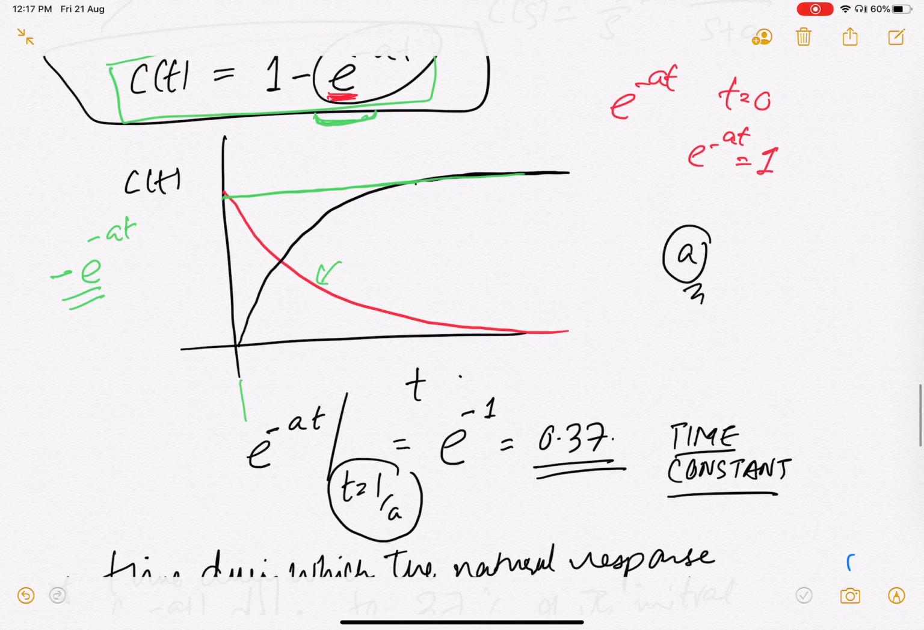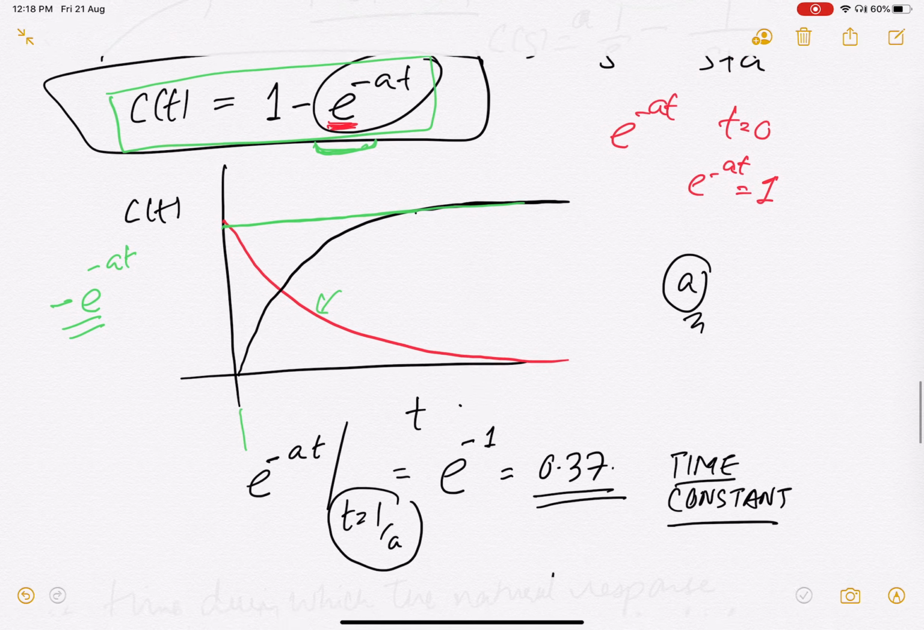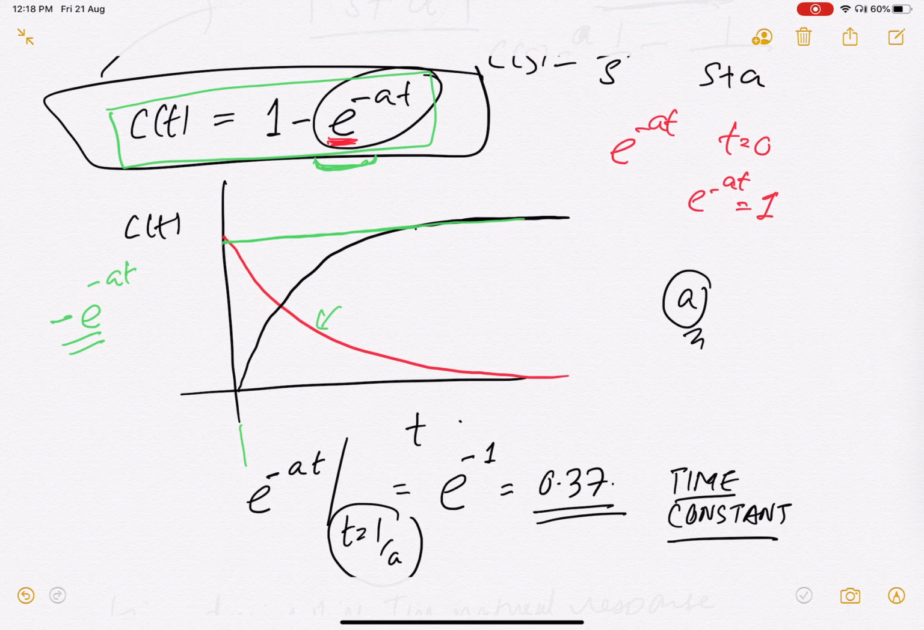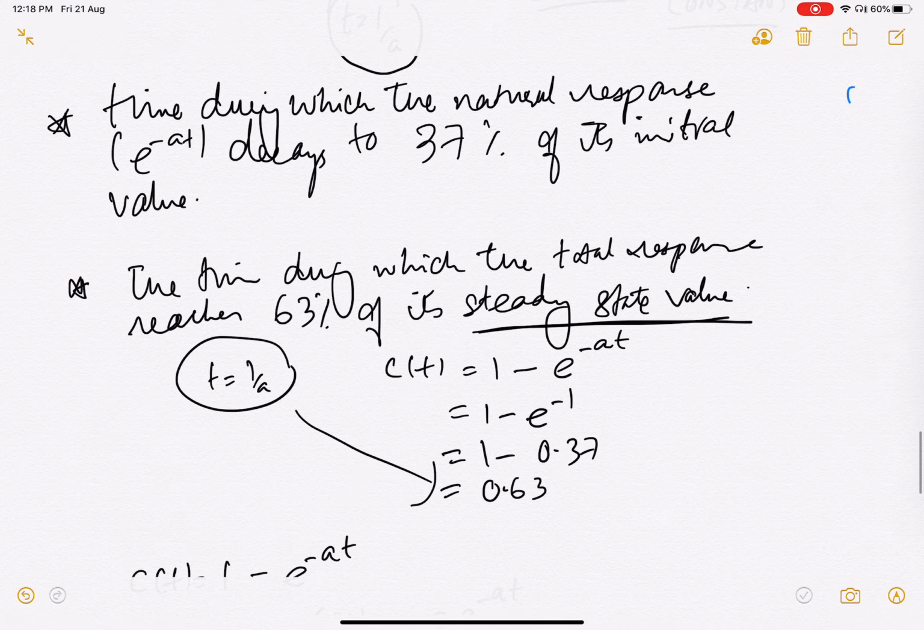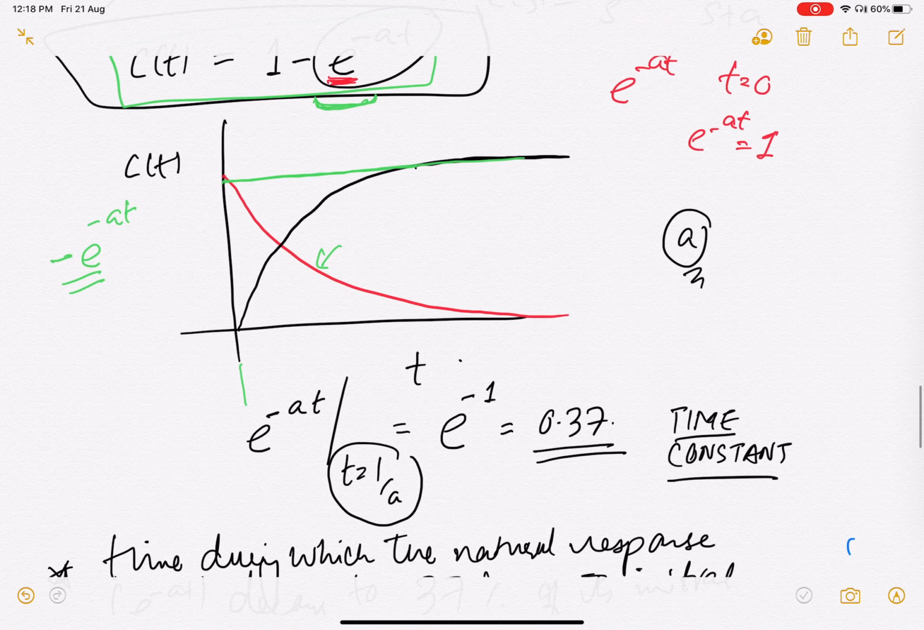Okay, so then we defined the time constant from this graph that we have of the first order system, which is equal to the time in which the natural response decays to 37% of its initial value, or the overall response rises to 63% of its steady state value.